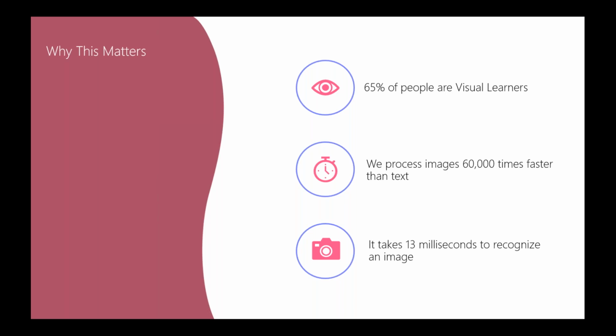Another interesting piece of information: I was in Germany in February giving a similar talk, and there was a study that came out that said we process images 60,000 times faster than text. So that's like the best argument right there to start including visualizations in what you're doing to tell stories about your data. And then it takes 13 milliseconds to recognize an image.